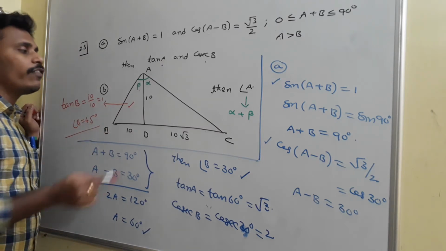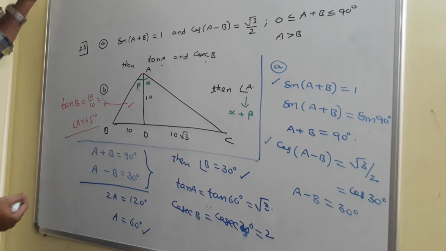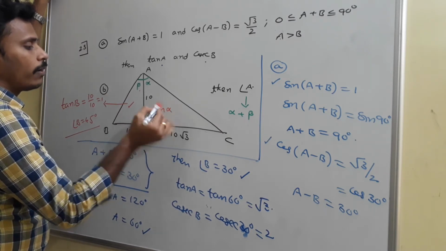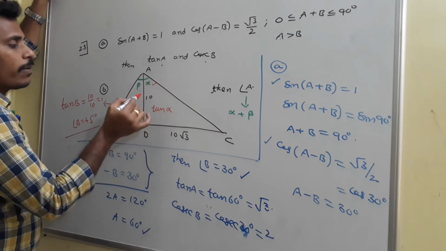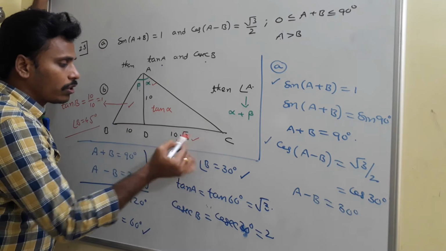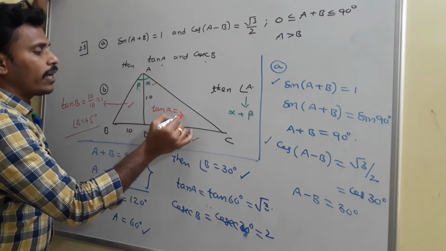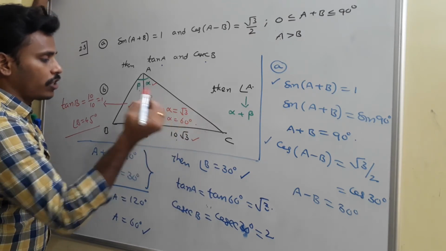To find angle A we need to add alpha and beta together. Beta is 45 degrees, so what about alpha? Again for alpha you just use tan alpha. Tan alpha means opposite side by adjacent. The measure opposite to alpha is 10 root 3 and the measure adjacent to alpha is 10, and 10 root 3 by 10 is nothing but root 3, and from there you know that alpha is equal to 60 degrees.